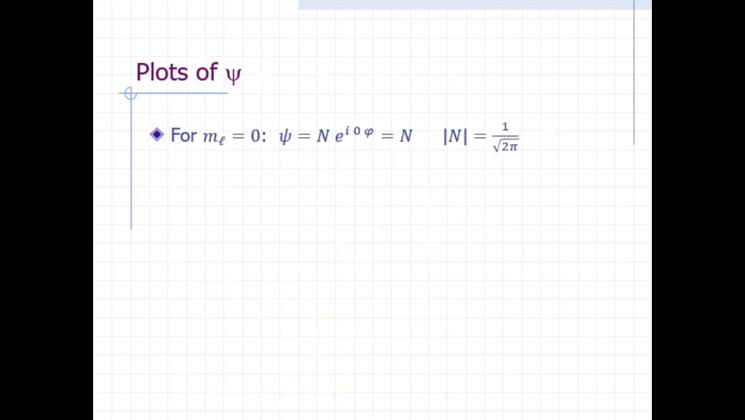Let's plot the wave function for m sub l equals 0. Plugging in 0 for m sub l in the expression for psi, we find that psi is equal to the normalization constant n, since e raised to the power 0 is just equal to 1. Psi is equal to a constant. In other words, psi is independent of location.